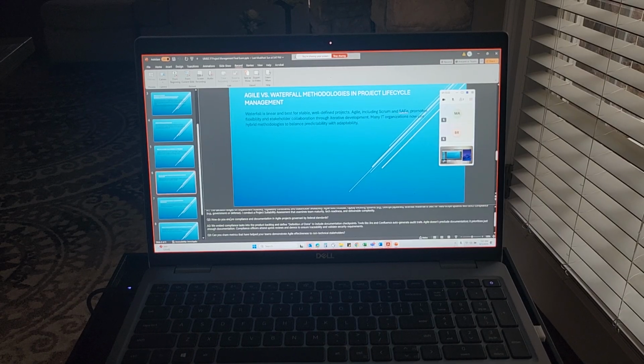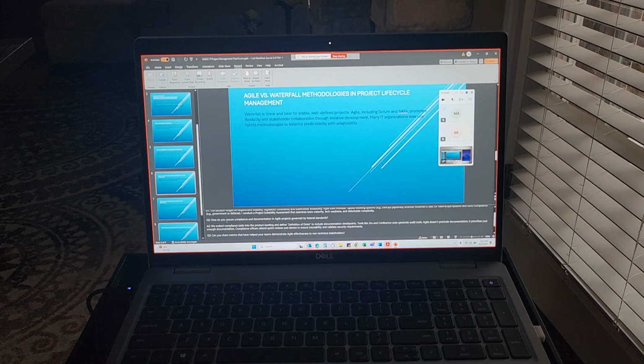Jaylee. How do you ensure compliance and documentation in agile projects governed by federal standards? Great question. So we embed compliance tasks into the project backlog and define definitions of done to include documentation checkpoints. Tools like Jira and Confluence auto-generate audit trails. Agile doesn't preclude documentation, it prioritizes just enough documentation.